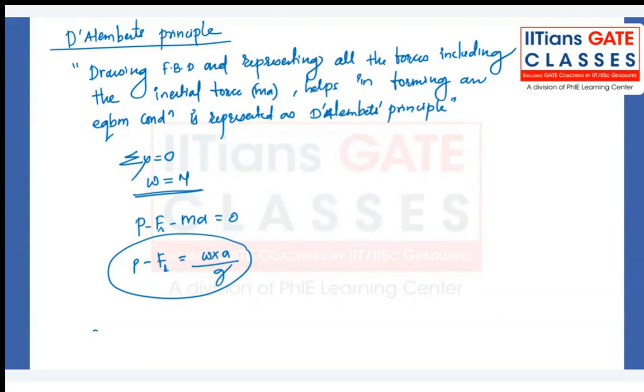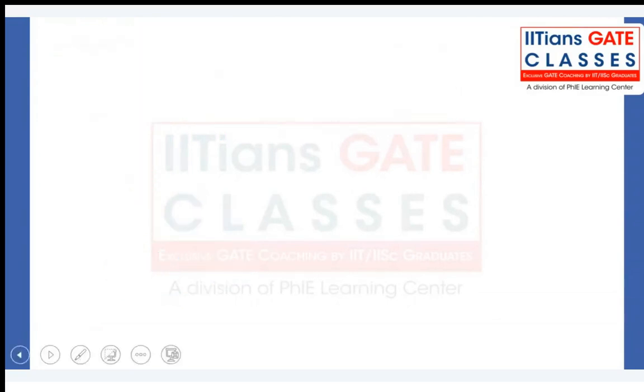Okay, so let me give you some questions from this D'Alembert's principle. A block of weight 2224 Newton is resting on a rough horizontal surface.